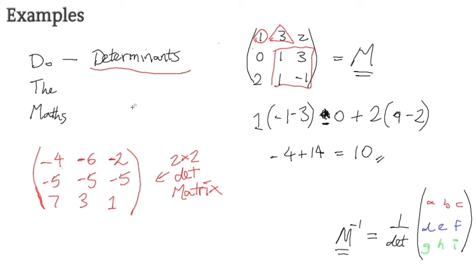Anyway, now we've done all determinants. Let's try the next step. So to do the T, T means transpose.